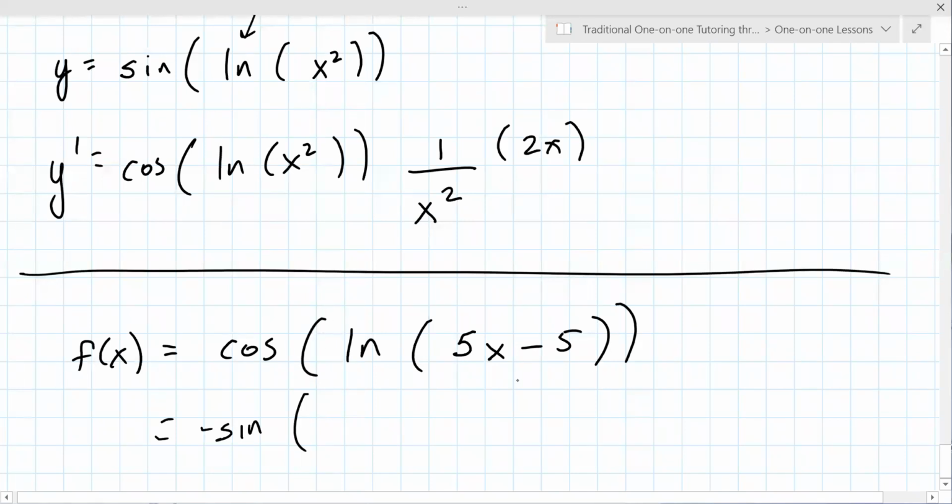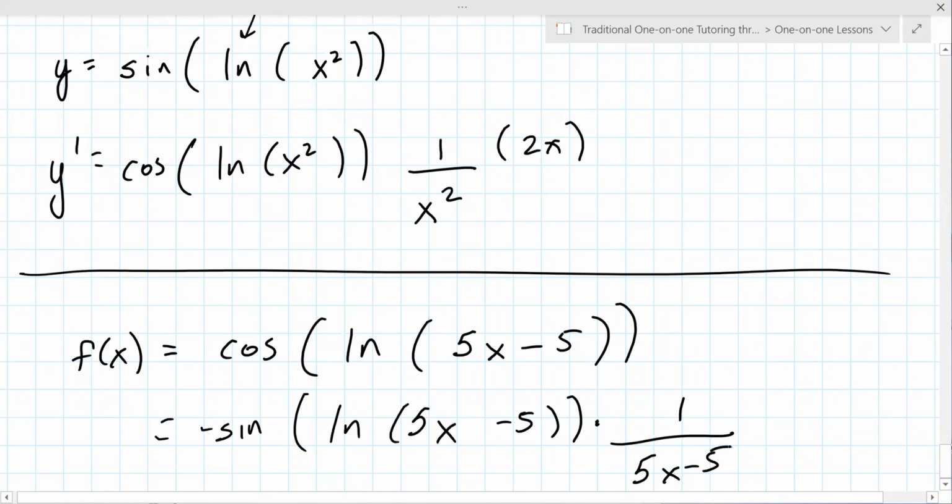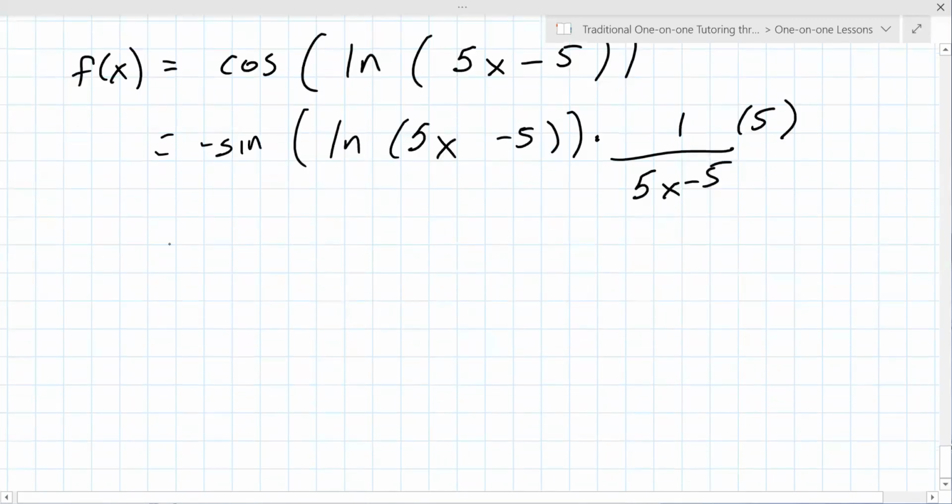Okay, so it's natural log of 5x minus 5, the same thing. Then 1 over 5x minus 5. Okay. Keep going. What's the derivative of 5x minus 5? The derivative of 5x minus 5 is 5. That's it. Good. Let's try another one here.